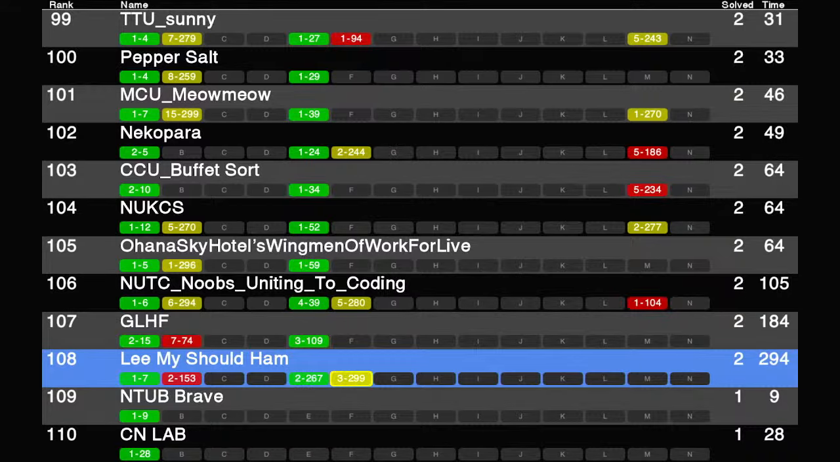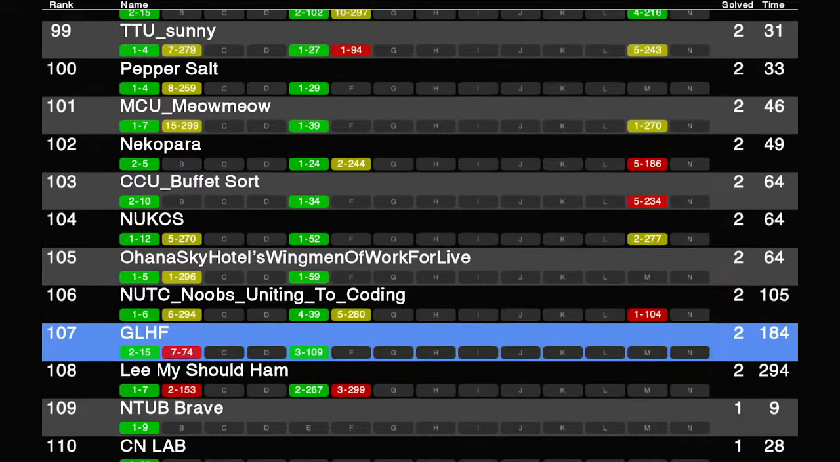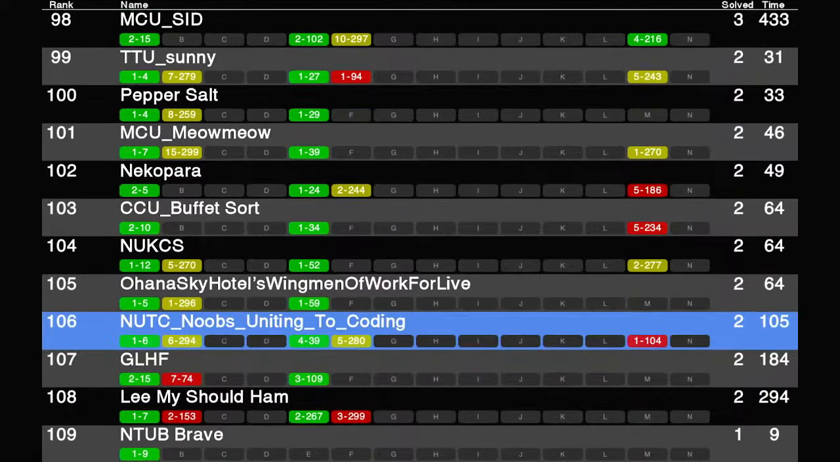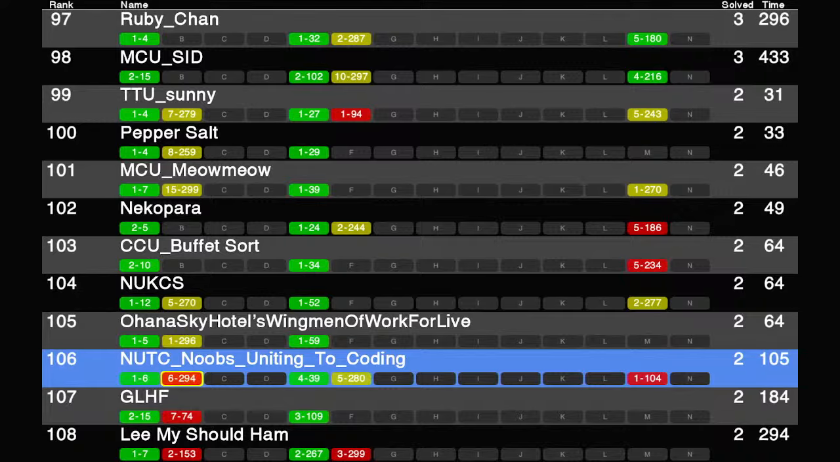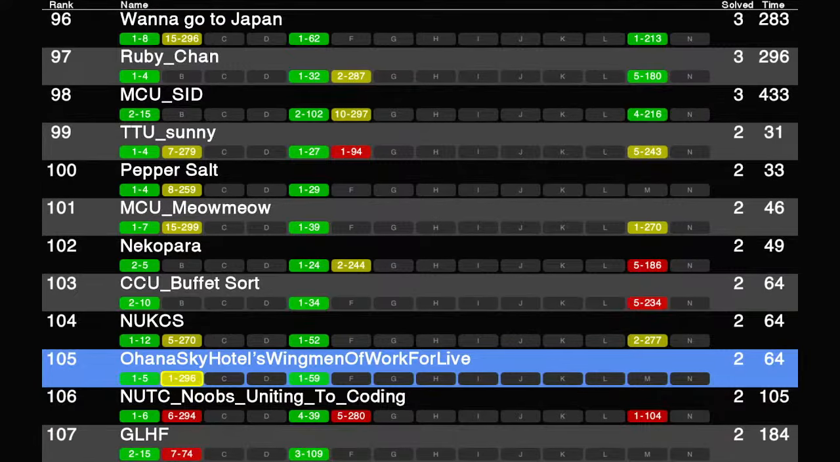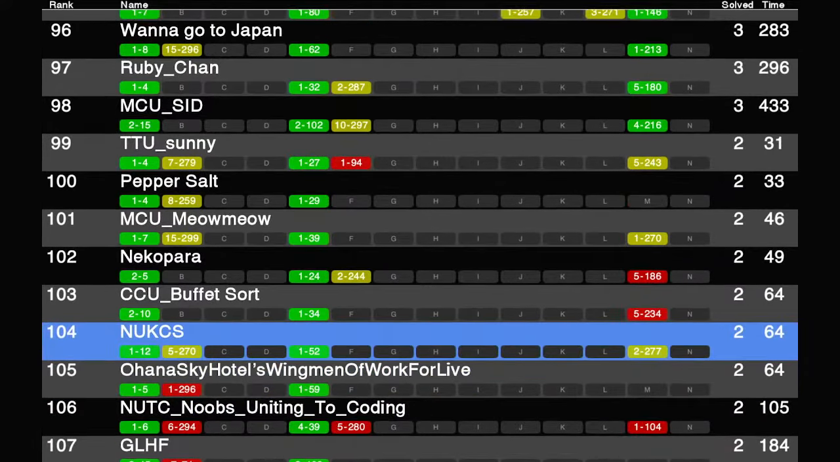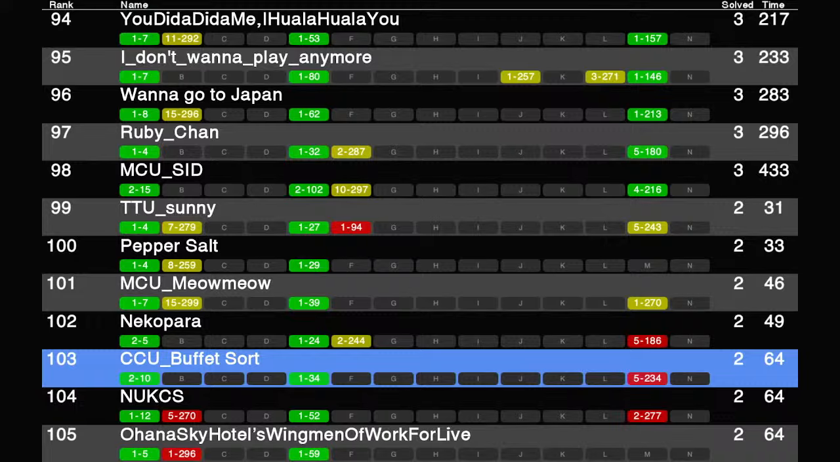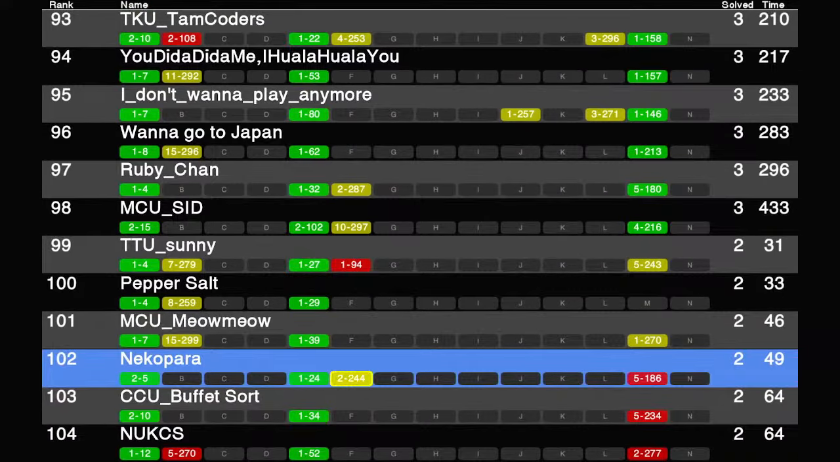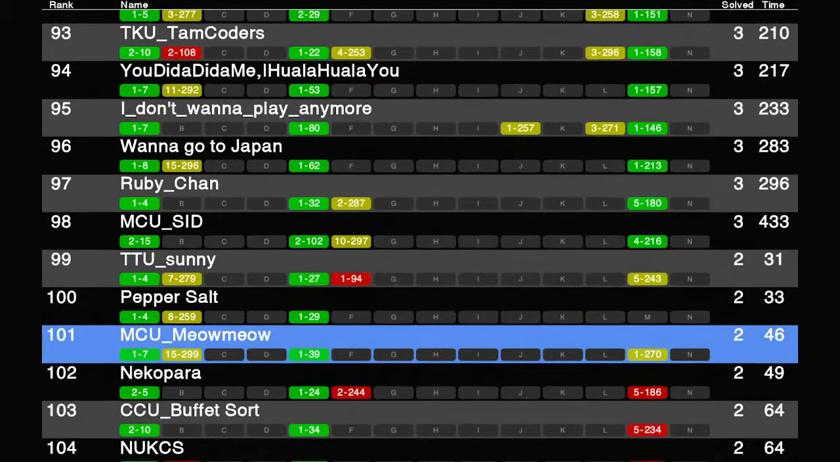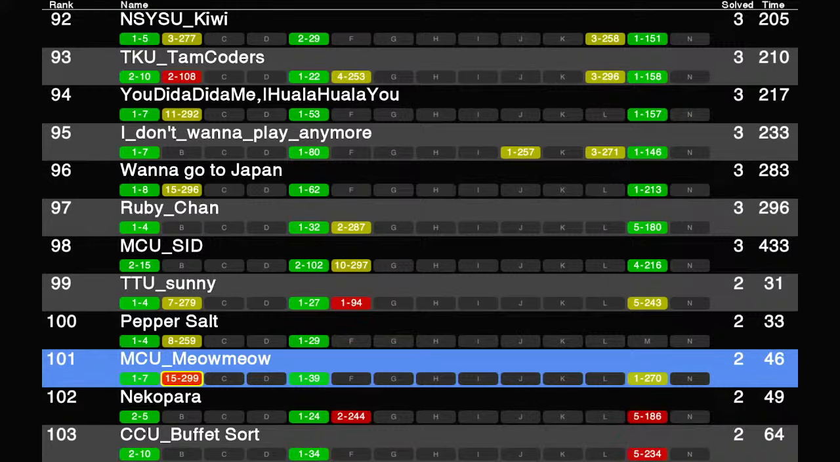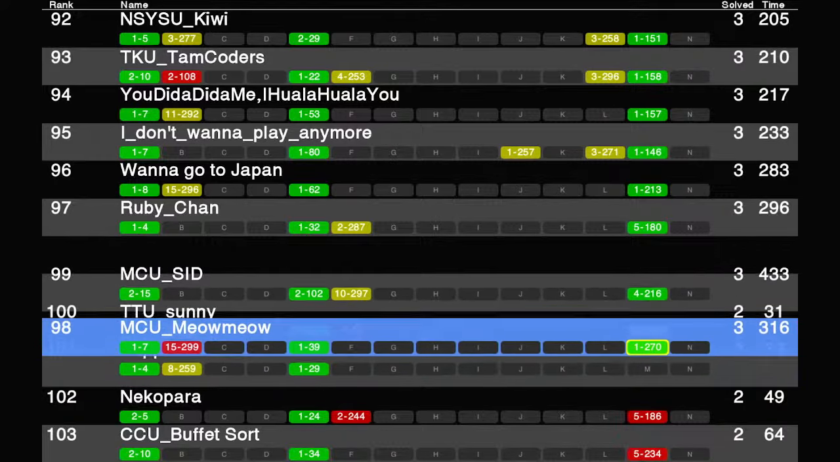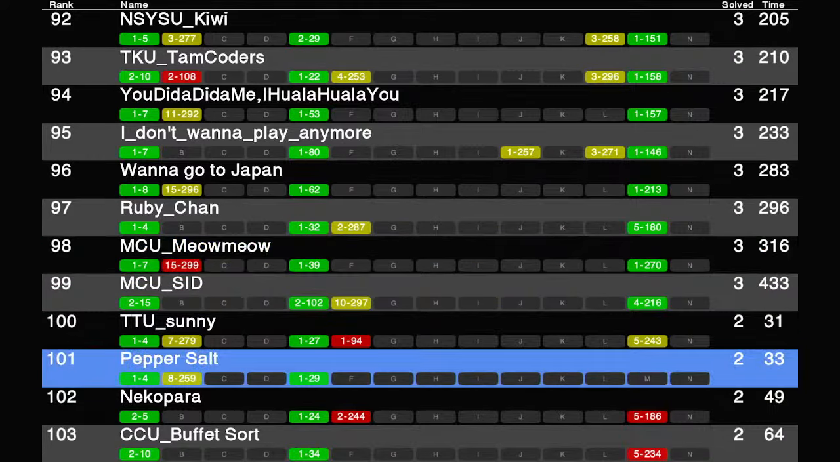Limai Shoham had 2 submissions, and one of them is yes. GRHF, no submissions left. UPC has 2 submissions, both of them are no. Ohana Style Hotels Women of Work for Life has a no. And UKCS is no, and the other one is also a no. CCU Buffet Sword has no submissions left. Nickel Power has 1 submission on F, and that one is also a no. MCU Miao Miao, the first one is a no, and the second one is a yes, that is moved out.